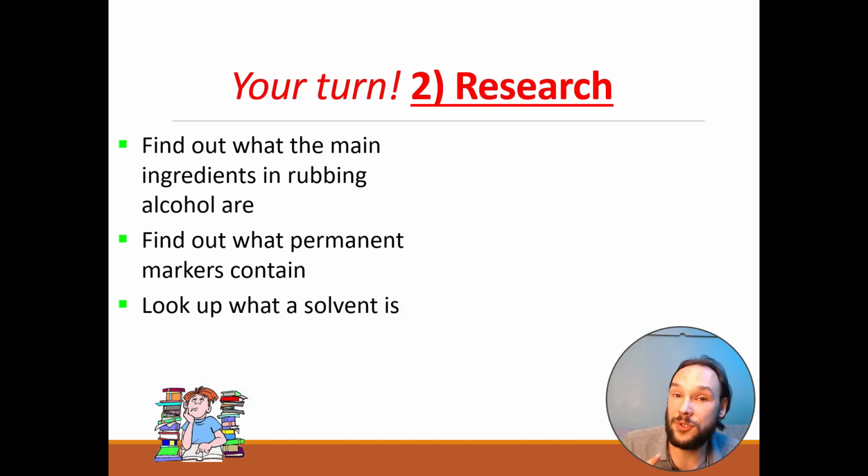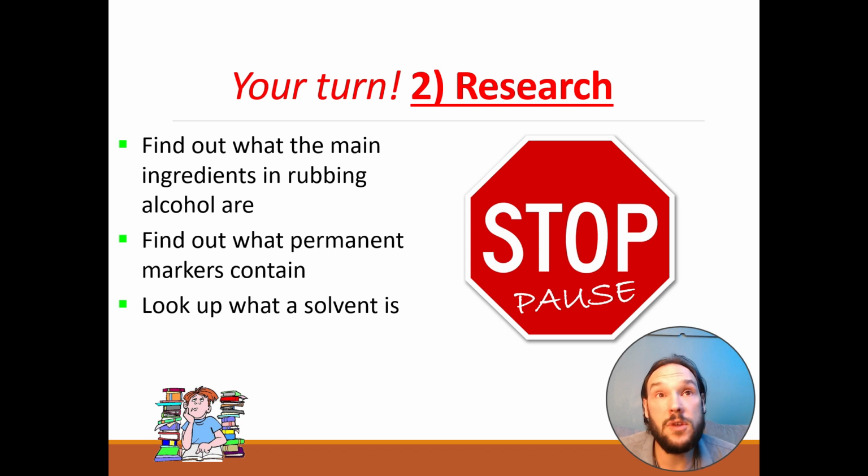So now comes your turn, the same thing that I did. I want you to research to find out what the main ingredients in rubbing alcohol are, or in hand sanitizer for that matter. Find out what permanent markers contain. And then number 3, I want you to look up what a solvent is. So I give you a few seconds. You can pause the video right now, and we're going to continue in a second.